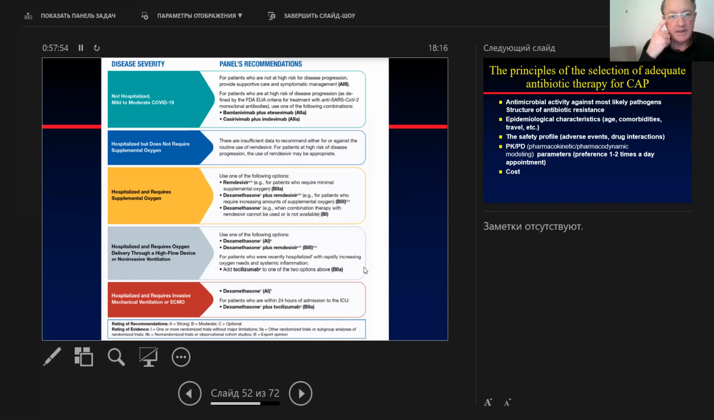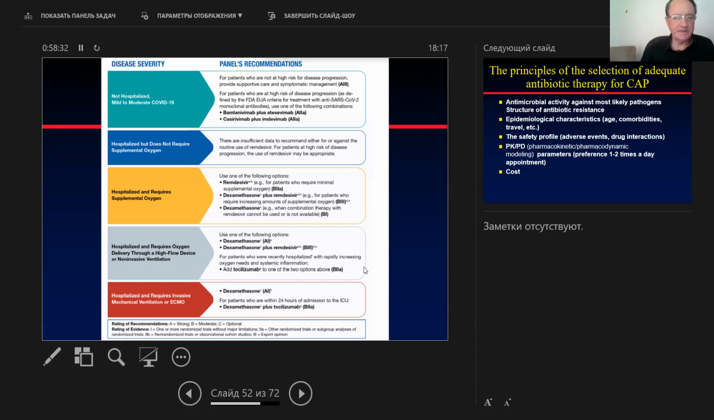And by the way, for a mild course patient, there is no need for supplemental oxygen. For patients who have a saturation equal to or less than 93%, we should recommend supplemental oxygen.